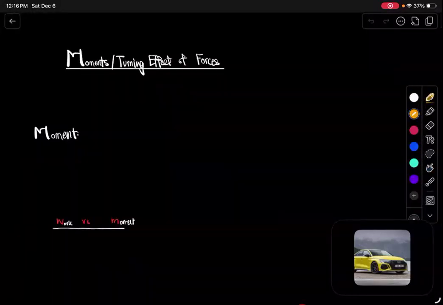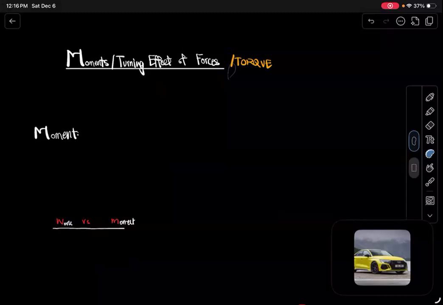Moments, or in other words, we also call this thing torque, right? So, what is a moment? You're already pretty familiar with it. It's about the turning effect of forces, right? Some forces only help you move in a certain direction, but in special scenarios, forces can also make you turn, right? So when we have forces that make you turn, that's what we call moments, or a torque, right? So that's what we're going to study.